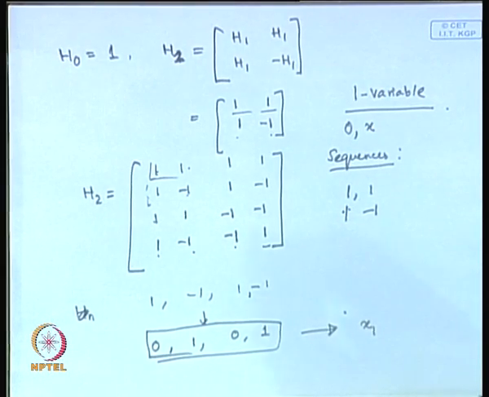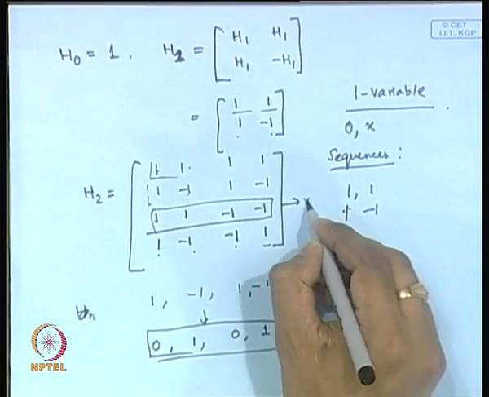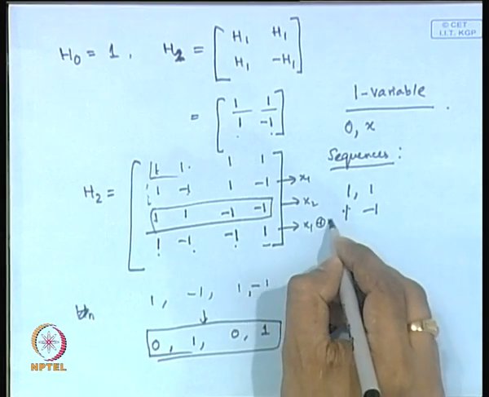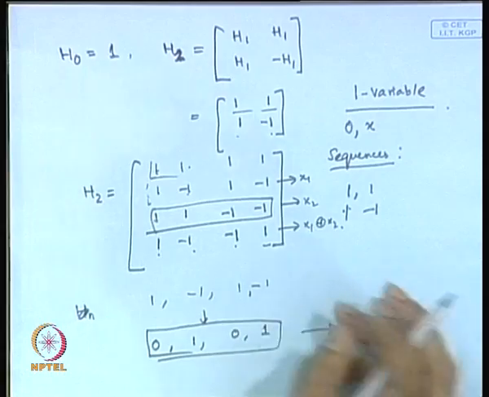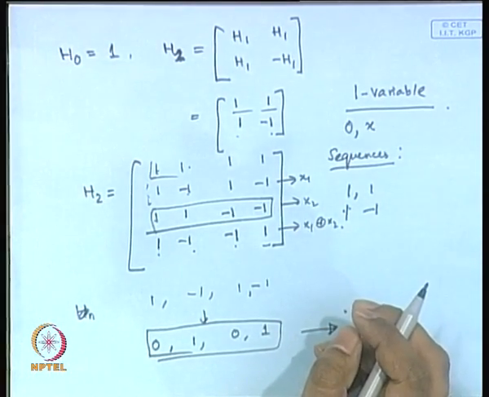Similarly, I could have obtained that for this particular row it is equal to x2, and for this one it is equal to x1 XORed x2. So given the Hadamard matrix, from there I can obtain all possible linear functions. If you are told to generate all possible linear functions, then that is a nice recursive way of doing that, using this combinatorial tool.